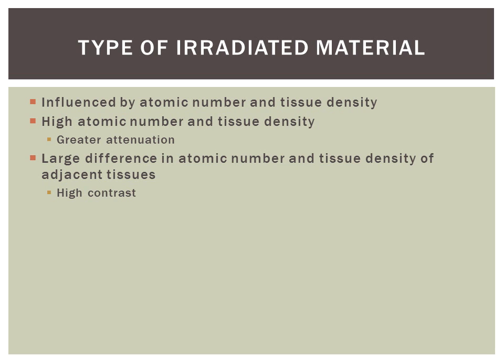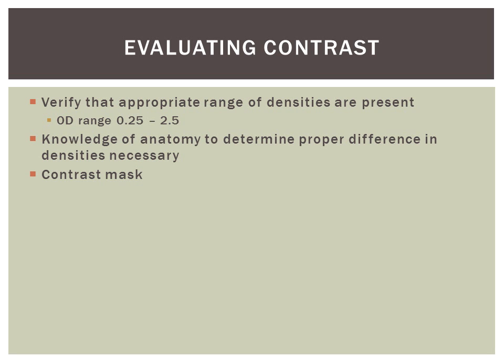Type of irradiated material, influenced by atomic number and tissue density. High atomic number and tissue density means greater attenuation. A larger difference in atomic number and tissue density of adjacent tissues, we end up with high contrast. Evaluating contrast, verify that an appropriate range of densities is present.